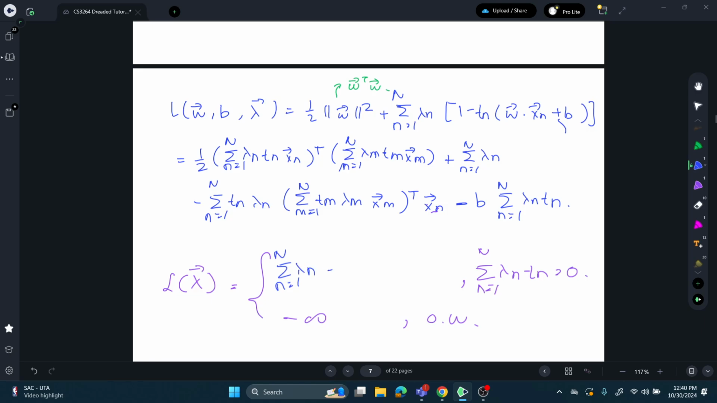This will just be your lambda n minus, this is your 1/2 sum from n equals 1, sum from m equals 1, this is your lambda n, lambda m, Tn, Tm. This will be your Xn transpose Xm. Okay? So this is basically our Lagrangian dual. Our Lagrangian dual is saying that, hey, I will arrive at this value if this constraint is satisfied, negative infinity otherwise. Okay? So that's our Lagrangian dual. Any questions?